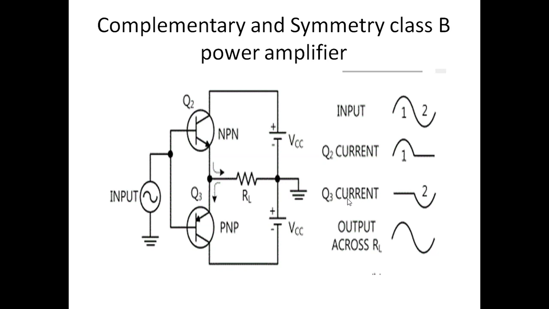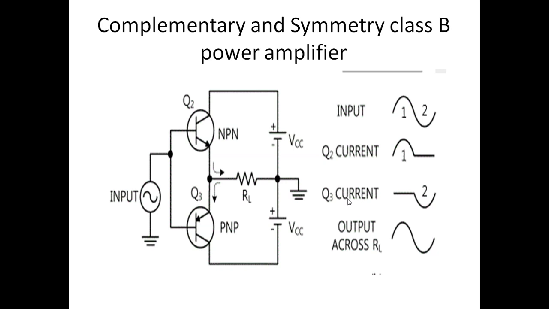Of course, earlier to this, we also discussed class A power amplifier. In class A power amplifier, the main disadvantage is that we achieved only 25% efficiency. The DC power delivered to the load is only about 25%, below 50%. That is the main disadvantage of class A power amplifier. So to overcome this, we go for the next one, class B power amplifier.